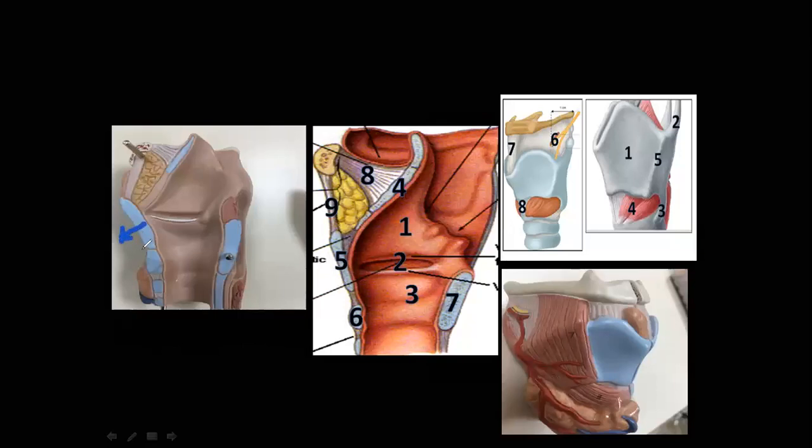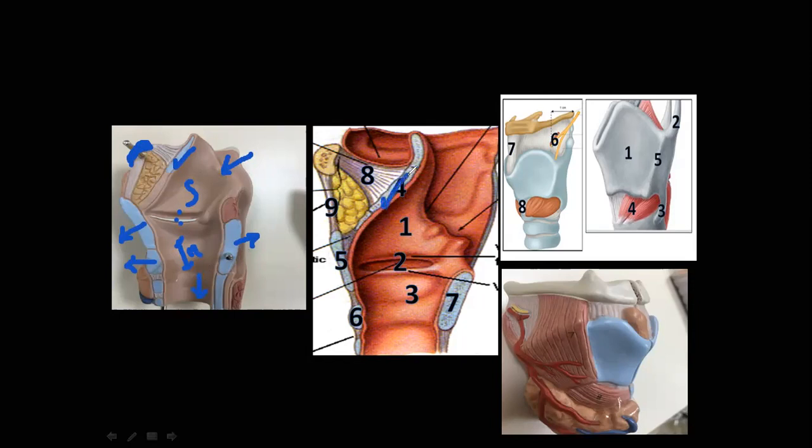Identify this cartilage. Thyroid. Cricoid, vestibular, vocal, and sinus. What is the name? Epiglottis. Yes, nice. This is the hyoid bone. This is the inlet. This is the cavity, supraglottic and infraglottic, which leads to the trachea.